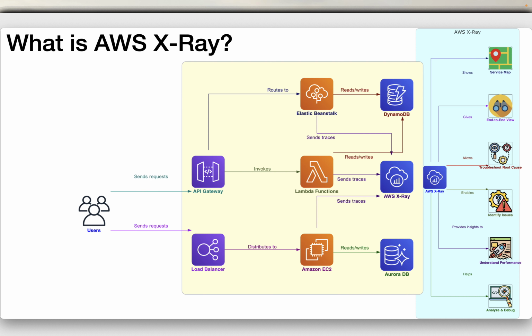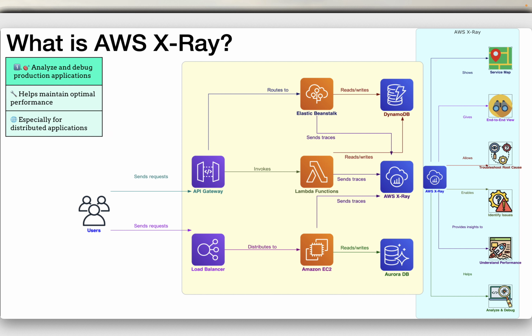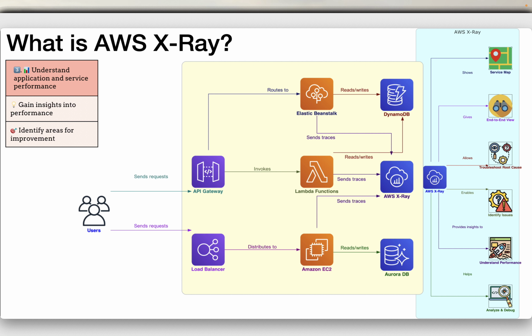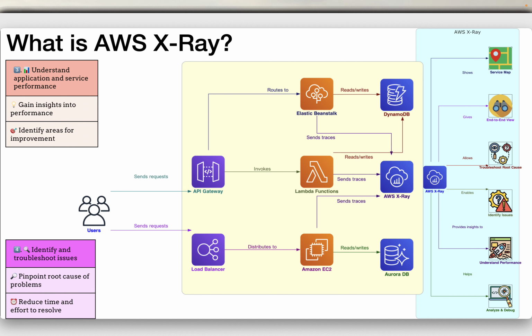So what is AWS X-Ray? AWS X-Ray helps developers analyze and debug production applications, especially distributed applications, enabling them to maintain optimal performance. X-Ray is particularly useful for applications built using a microservices architecture, which can be complex to manage and troubleshoot. With X-Ray, developers can gain insights into how their application and its underlying services are performing, making it easier to identify areas for improvement. X-Ray assists in identifying and troubleshooting the root cause of performance issues and errors, reducing the time and effort required to resolve problems.